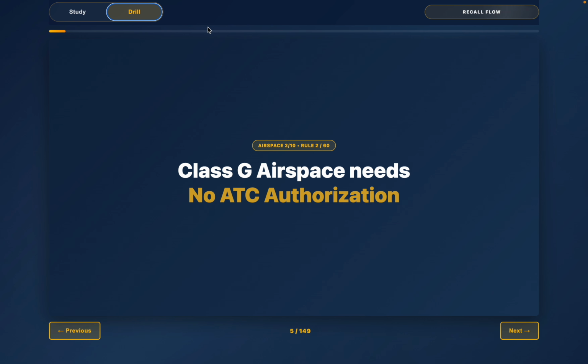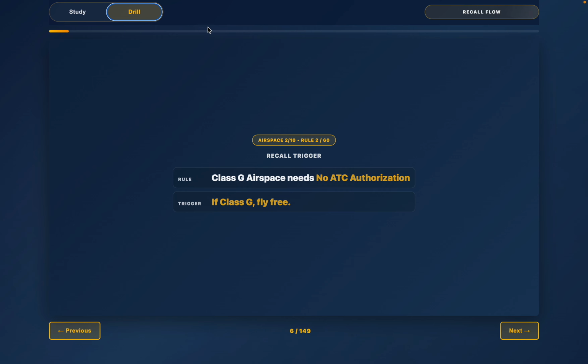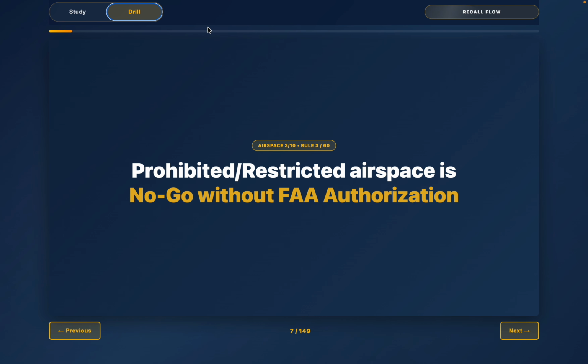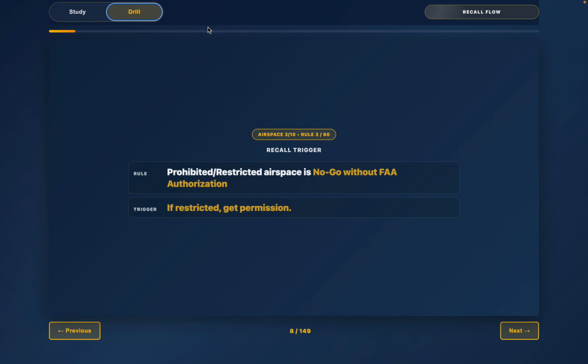Rule 2. This rule removes hesitation once you've identified the airspace. When there's no controller managing traffic, permission is not the gate. Trigger phrase: if Class G, fly free. Rule 3. Some airspace exists to protect sensitive operations rather than manage traffic flow. In those cases, access is the deciding factor. Trigger phrase: if restricted, get permission.